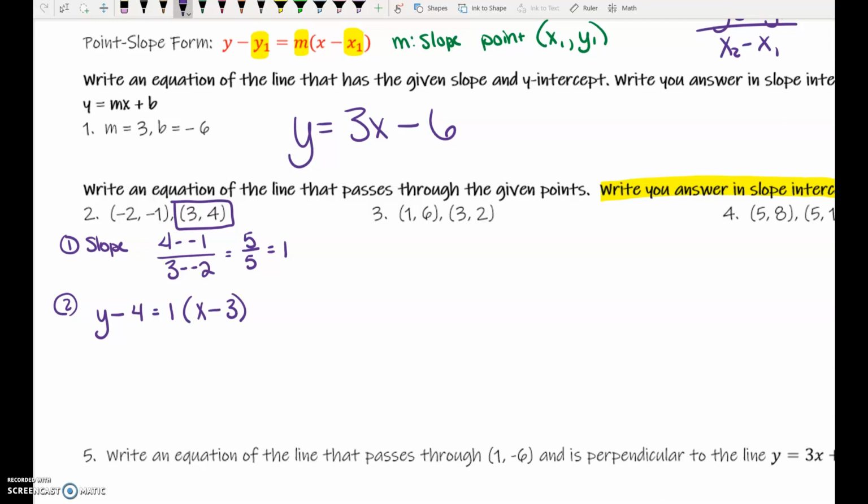I just realized that says "write you answer" instead of "your answer." That's really annoying.